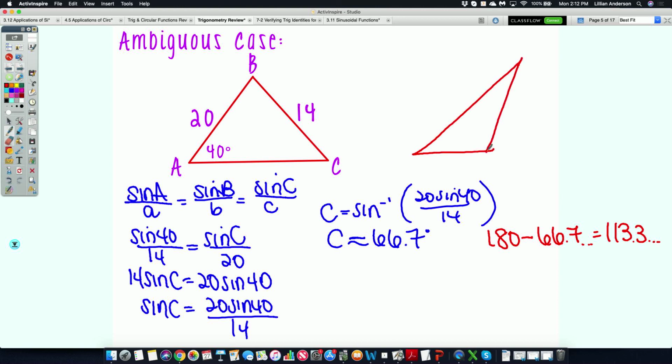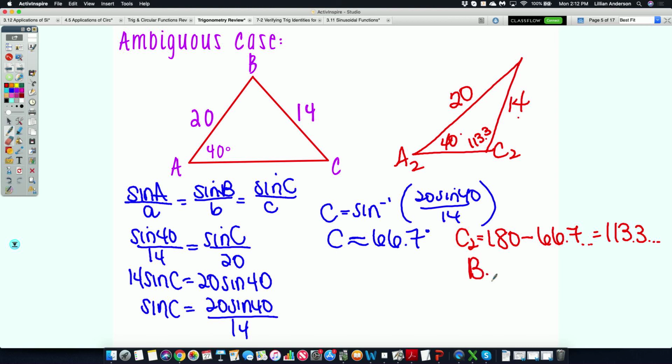So in this one, A is still 40 degrees. C is now 113.3, but of course we would use 3 significant figures, so it's really 113. Side C is still 20. Side A is still 14. We'll know for sure if we have a second triangle if, when I add these two angles in this second triangle, they end up being less than 180. So this is how I get angle C in triangle 2.